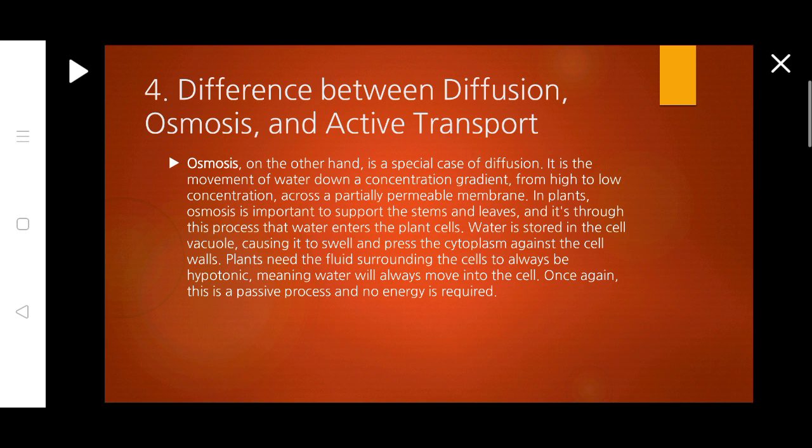Osmosis. Osmosis, on the other hand, is a special case of diffusion. It is the movement of water down a concentration gradient from high to low concentration across a partially permeable membrane. In plants, osmosis is important to support the stems and leaves, and it is through this process that water enters the plant cells. Water is stored in the cell vacuole, causing it to swell and press the cytoplasm against the cell walls. Plants need the fluid surrounding the cells to always be hypotonic, meaning water will always move into the cell.